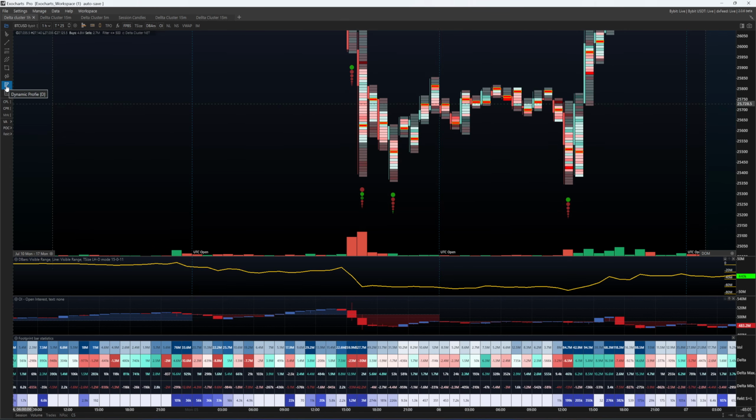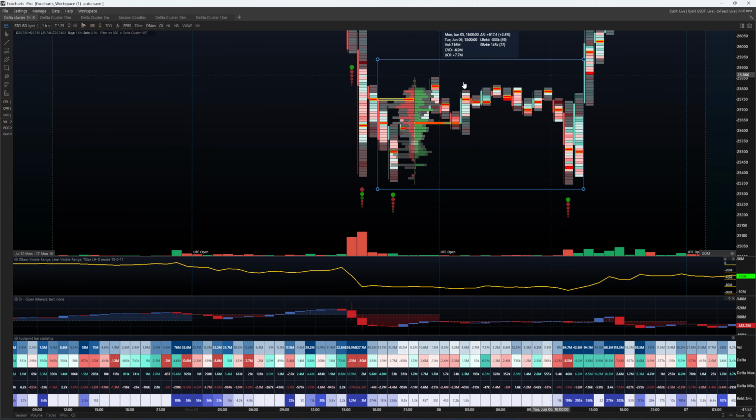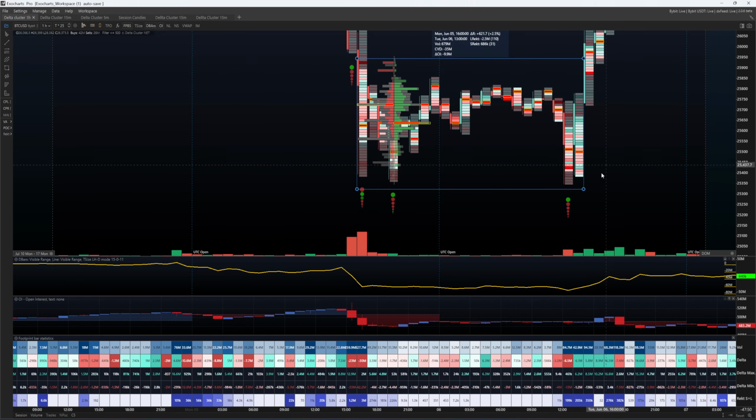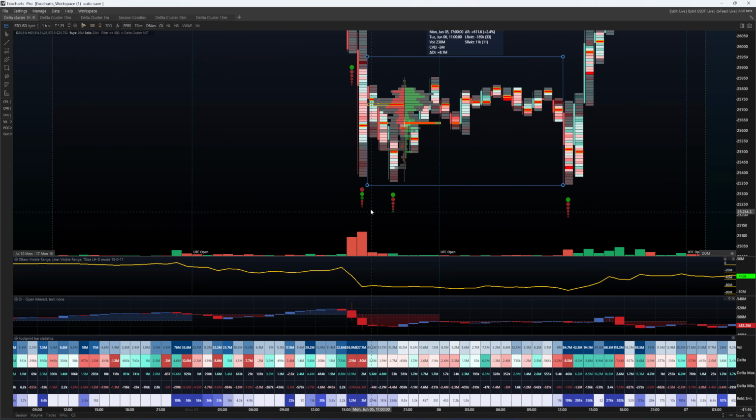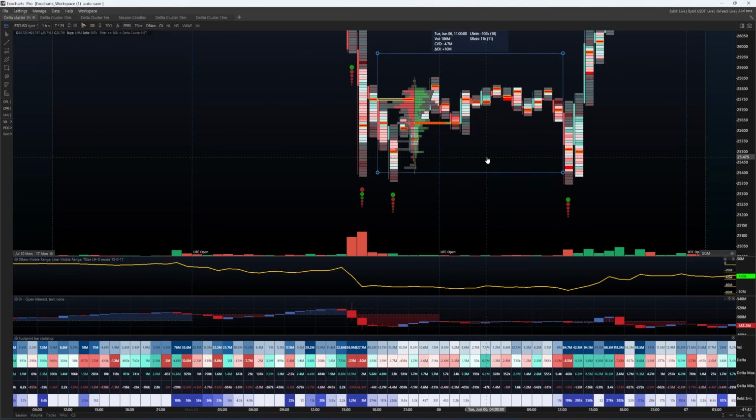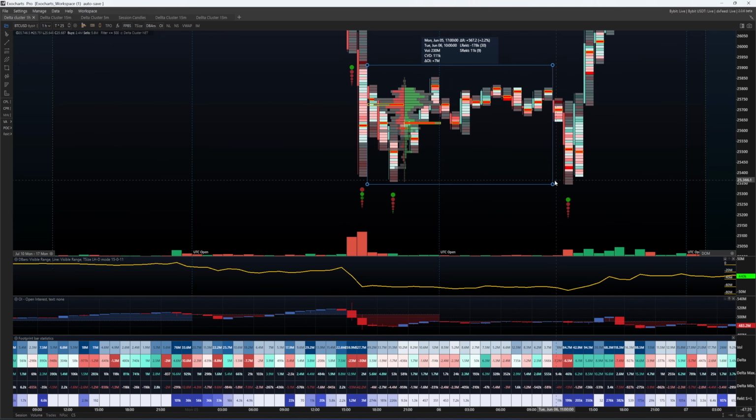Now, I'm going to be using the dynamic profile tool. So again, over here on the left hand side, dynamic profile tool, I've got a hotkey set up on my keyboard to enable it if need be. So what I'm going to do is take it from after the initial low is put in, so this initial low here, take it from afterwards, and make sure that the initial low is being put in.